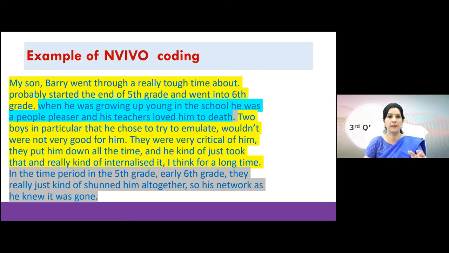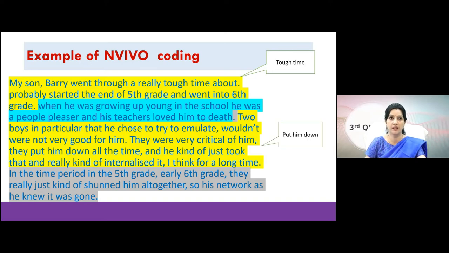This is the same paragraph which I think Anuradha read. It was like, my son Barry. If I want to code it in the form of in vivo coding, which is a type of splitting coding, which we have done: my son Barry went through a really tough time. So I have coded it as a tough time. When he was growing up in the school, he was a people pleaser. So I coded it as people pleaser.